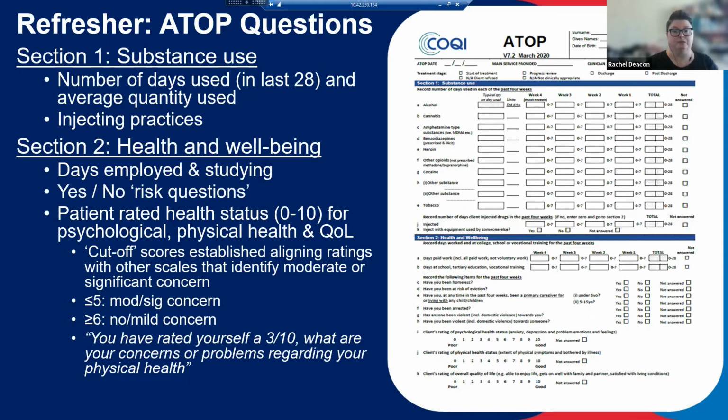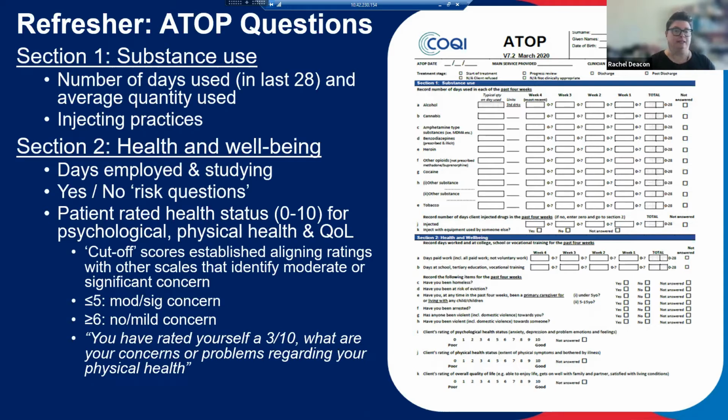yes or no. Then there's 3 0 to 10 patient-rated health status questions, and these are for client-reported psychological health, physical health, and quality of life. As mentioned in a previous slide, our validation work has determined cutoffs for these 3 0 to 10 scales that indicate where a client is likely to have moderate or significant concern in this area, which would need clinical follow-up.